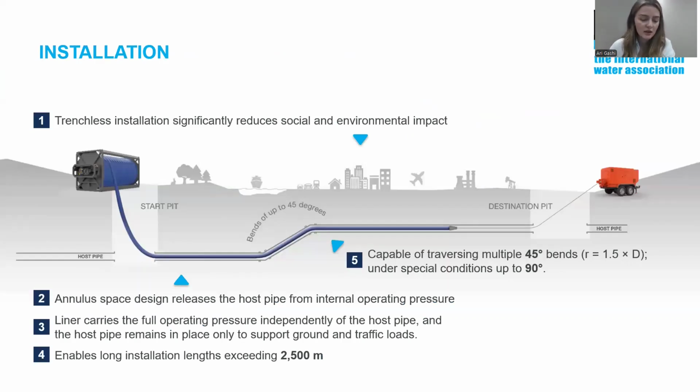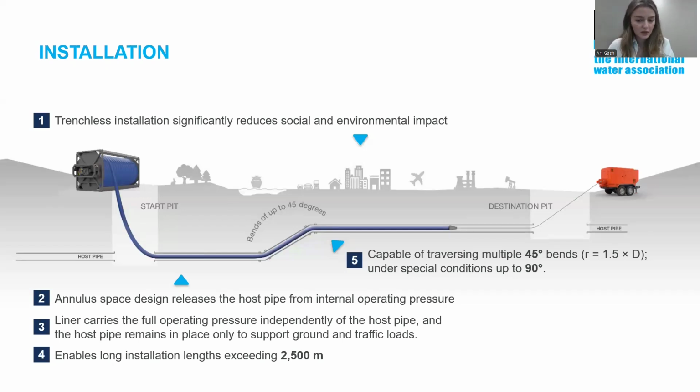Here you can see the installation in a graphic in a very simple way. One of the biggest advantages of trenchless rehabilitation is that the existing pipeline can remain in the ground, as you see here as well. Only relatively small access pits or points are required at the beginning and at the end of the installation section, with a start and destination pit.